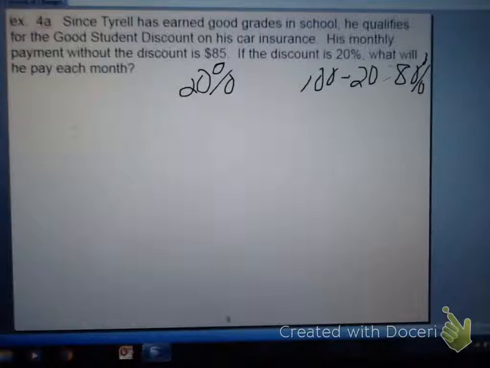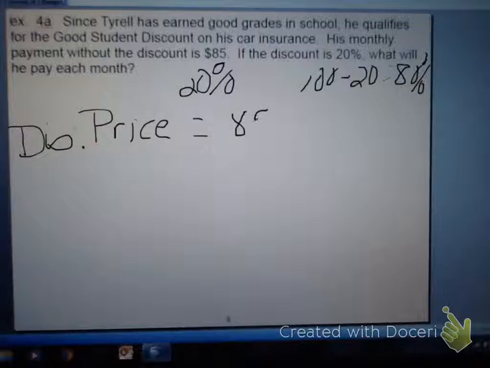So it's easier to calculate the discounted price by multiplying the price of the item times the percentage that he will pay. 80%, which is 0.80. Or we can say 0.8. And $85 times 0.8 is $68. So the discounted price is $68.